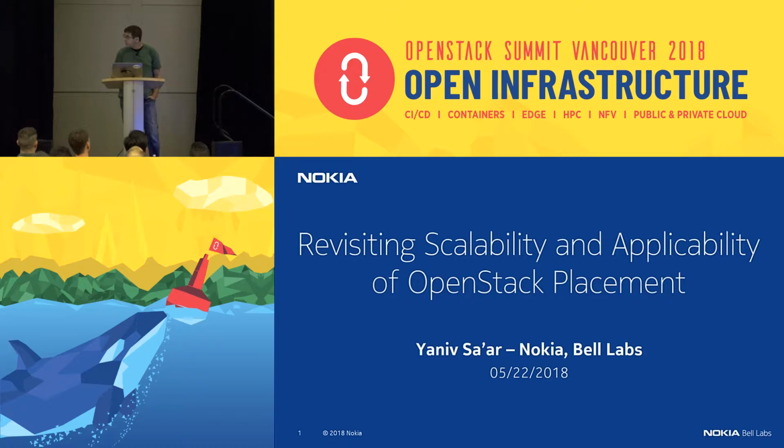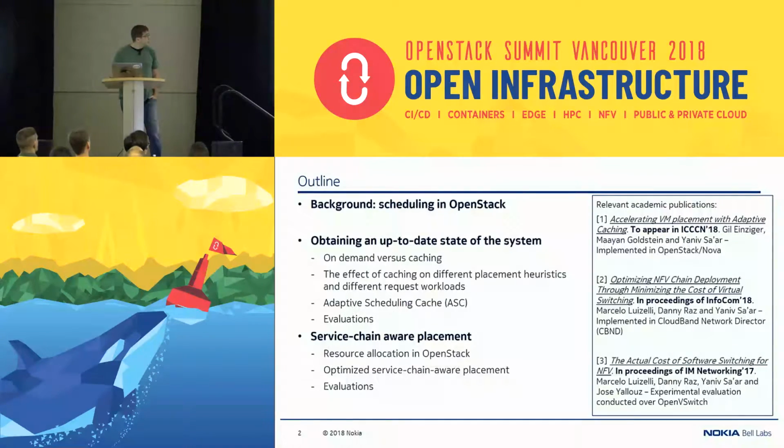Since I think I'm short on time already, I'm going to start right into the outline of this talk. I'm going to start with a background on scheduling in OpenStack. And then the talk is broken down into two parts. In the first part, I'm going to discuss how to obtain an up-to-date state of the system. And then, if time allows, I'm going to continue to the second part, which is service chain aware placement.